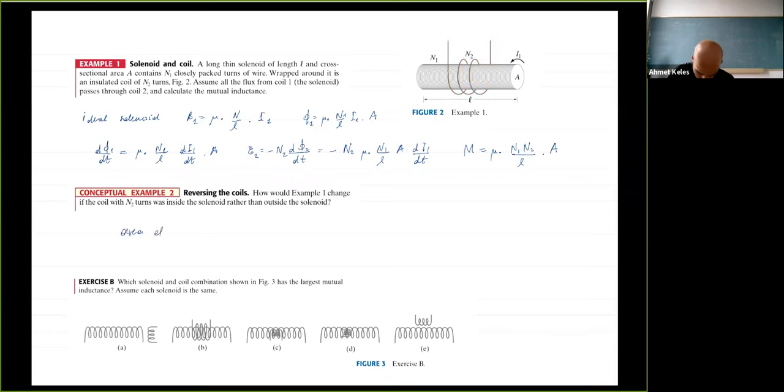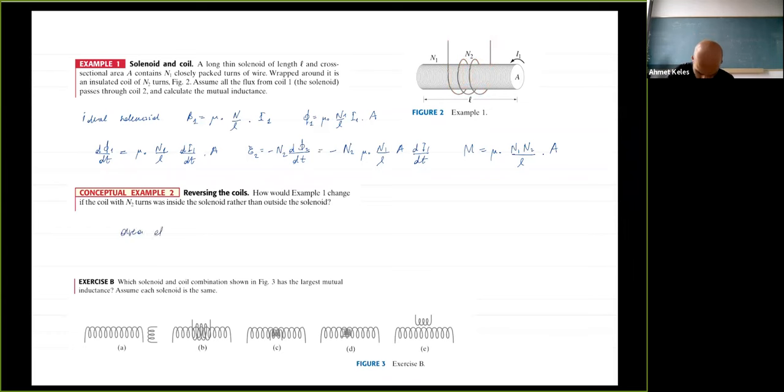And we are trying to find the one with the largest inductance. So I would say the flux through this one and this one are not that much, right? So I just eliminate these two. This one is perpendicular, so there may be no flux at all because it has to go through the coils. So this one is gone. So I just compare these two.